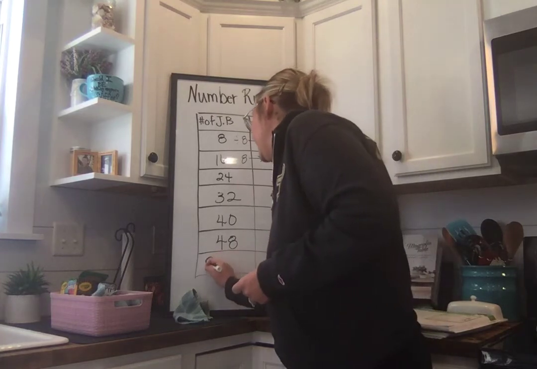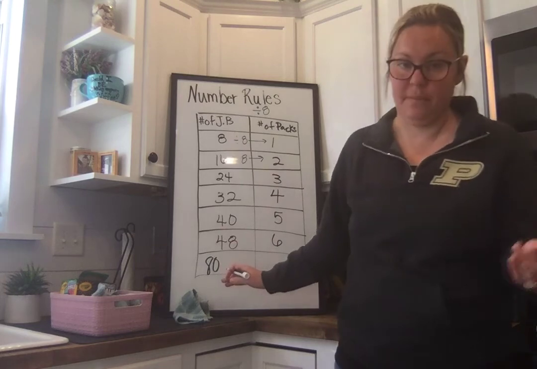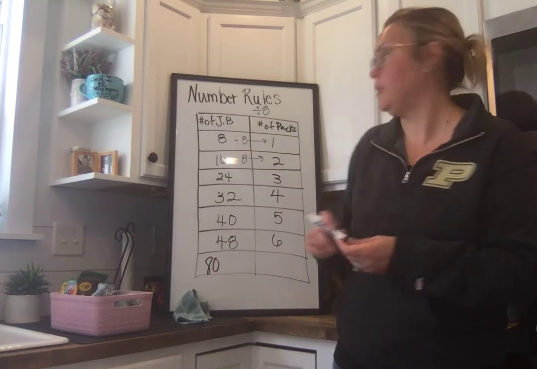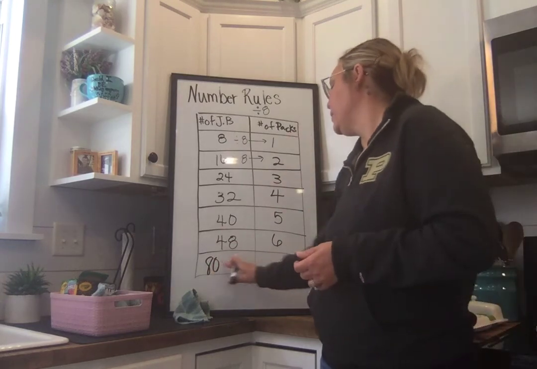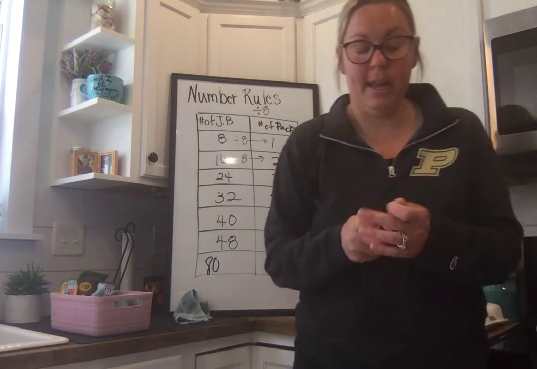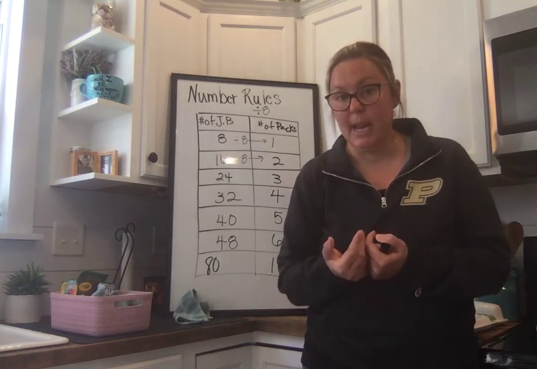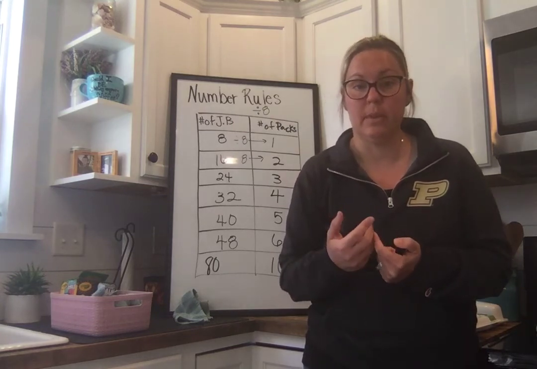And we could have had, say, 80 down here, right? Because we would jump. They like to do that. They like to give you a number there where you're not just filling in, going up by 1. So 80 divided by 8 would be 10. Okay? So that gives us the basis for number rules and how we're going to be working with those today.